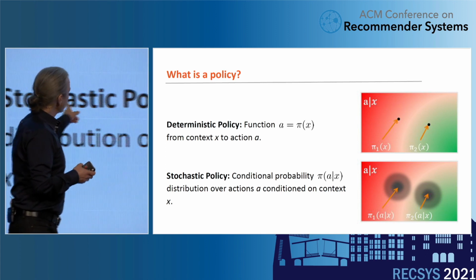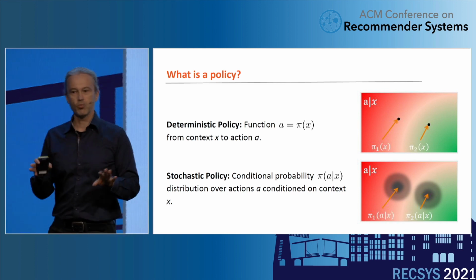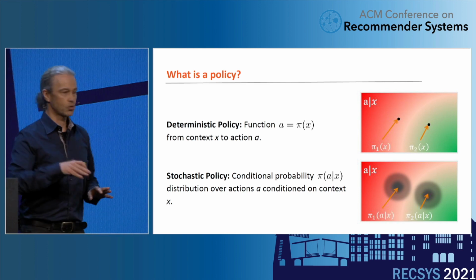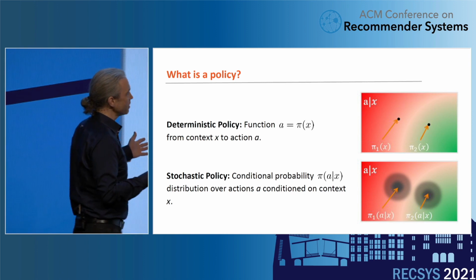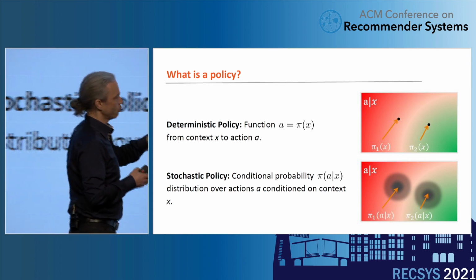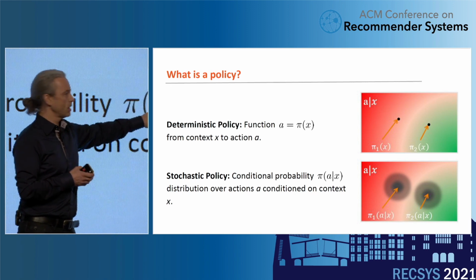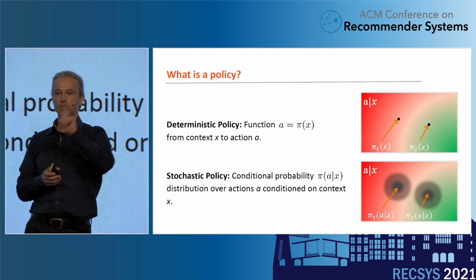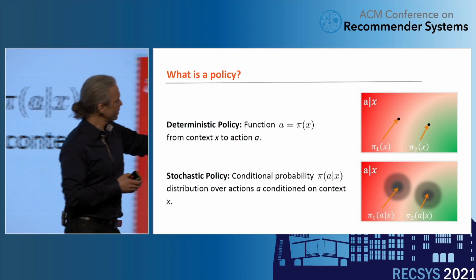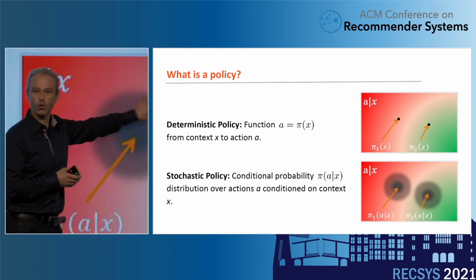We'll often actually use stochastic policies, and there are going to be good reasons that will be obvious at the end of the tutorial. A stochastic policy is just a generalization of this, where we say our policy is a probability distribution. It picks not one particular action deterministically, but it picks actions stochastically according to a distribution.